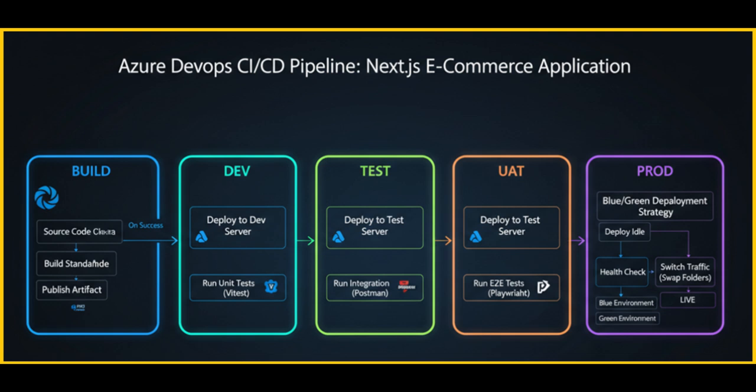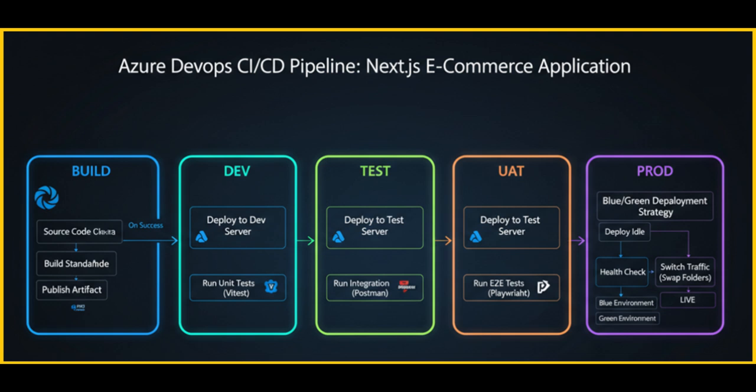Stage 4, User Acceptance, that is UAT. The objective is end-to-end user journey validation. Key actions are: deploys to the UAT environment. Injects UAT environment variables. The gate is to execute E2E tests using Playwright to simulate real user scenarios such as login, checkout, and admin flows on a Chromium browser. Publishes detailed E2E test reports.